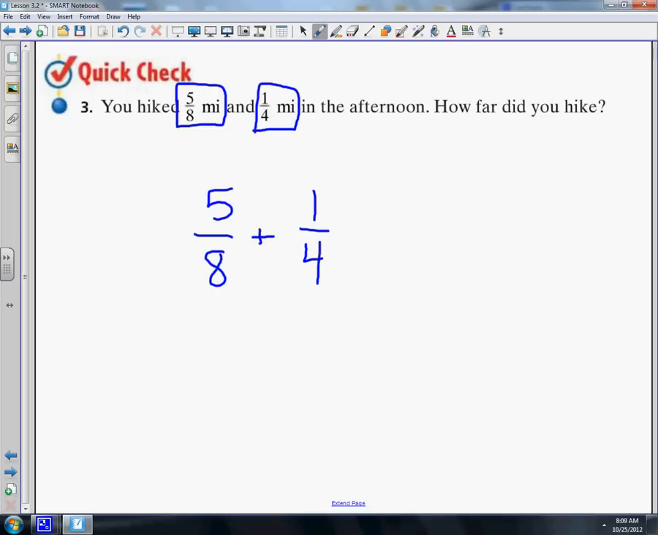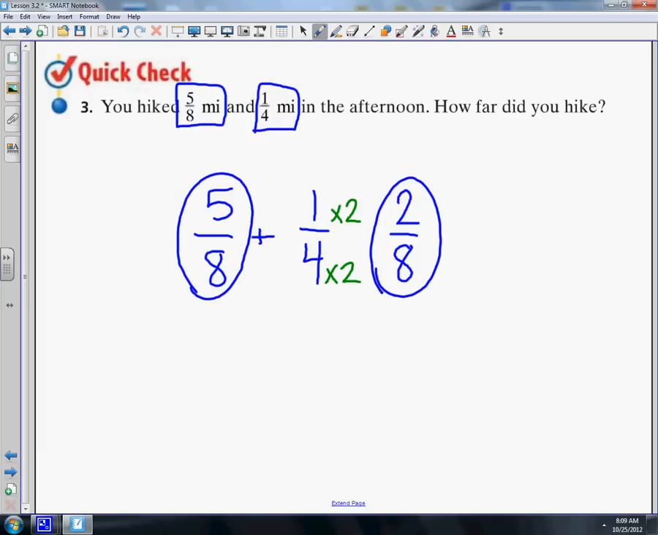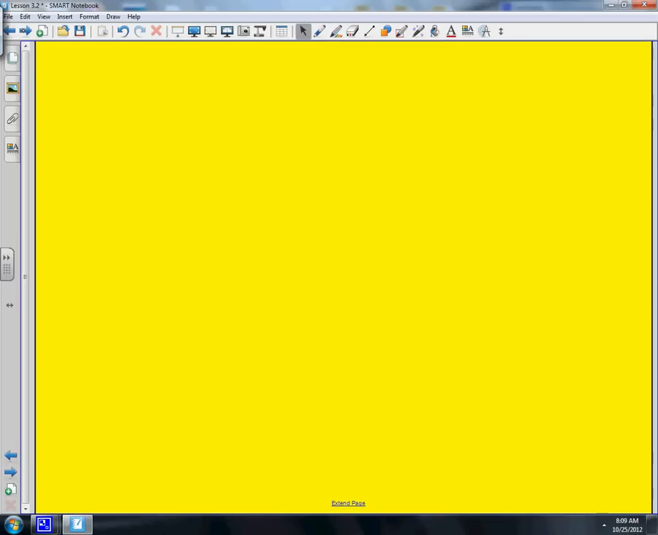Now this is kind of nice because I have 8 and 4. So really all I need to do is times this by 2 and this by 2. And that gives me 2/8. And I would do 5/8 plus 2/8. And that would give me 7/8 of a mile that I hiked. All right, that is it for your notes.